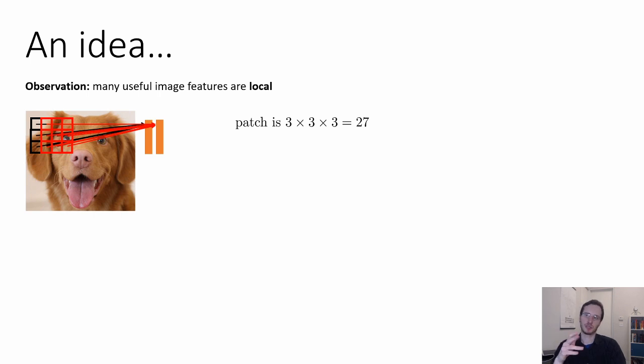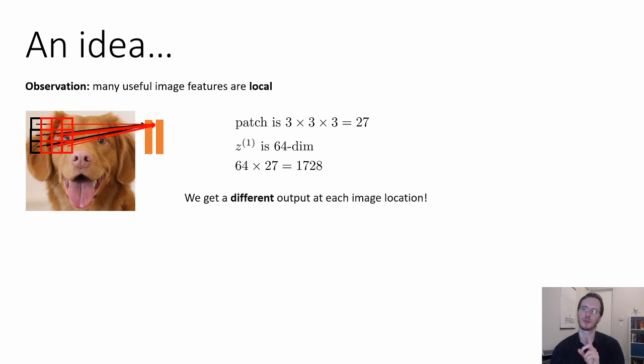So let's say the patch is like 3 by 3, and it has 3 color channels. That means it has 27 numbers. And let's say we're going to be computing 64 features for that patch, just like before we had 64. Now, 64 times 27 is only 1,728. So we went from over 3 million parameters to less than 2,000. That's really nice.